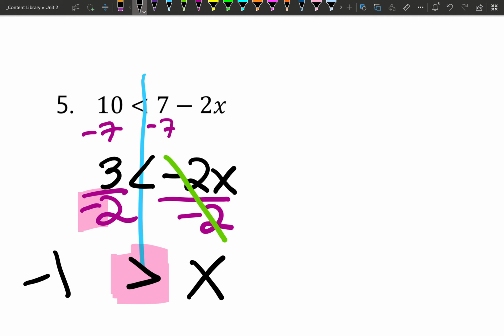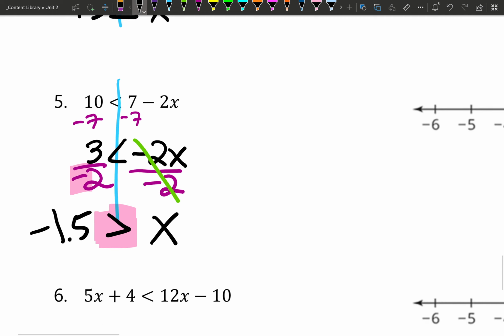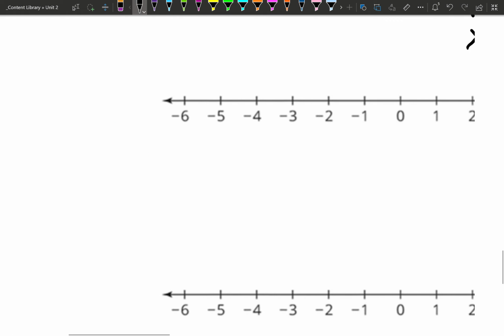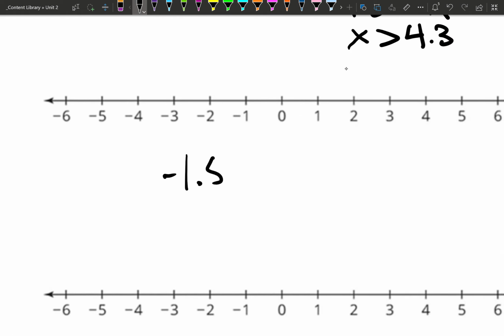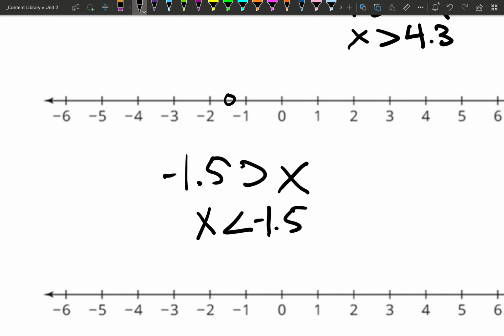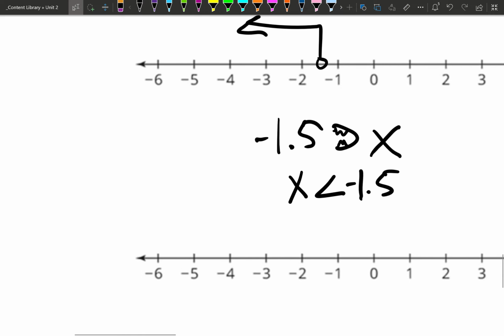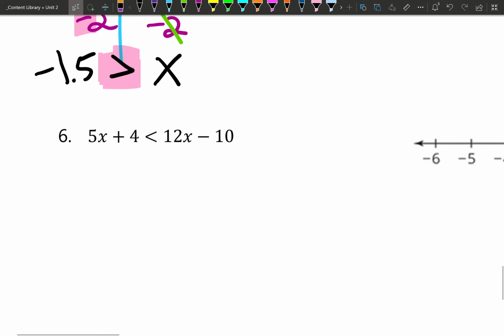X is on the right. 3 divided by negative 2 is negative 1.5. So negative 1.5 is greater than x. You have two options after drawing an open circle on negative 1.5. You can rewrite the inequality, or you can draw in the little alligator teeth. The little alligator teeth are eating the 1.5. That means 1.5 is bigger. X is smaller than 1.5. So our arrow goes to the left. I drew it to the left. I don't know why I said right.